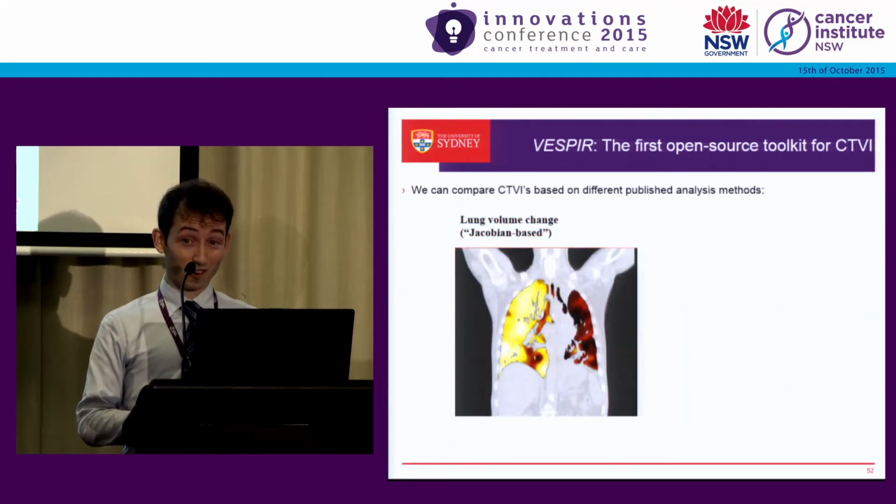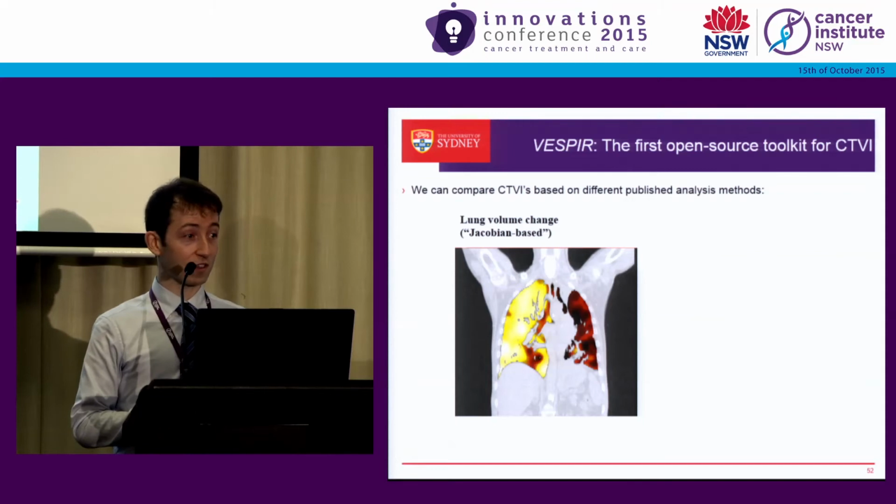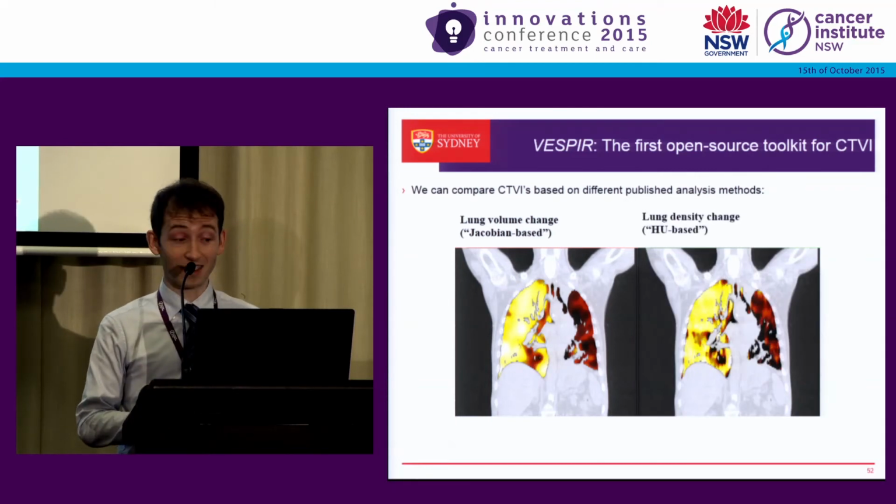We can also export different kinds of ventilation images, which is really interesting. We can look at how different quantification methods, for example, looking at regional volume changes or regional density changes, tell us different pieces, possibly complementary pieces of information about how patients are actually breathing.